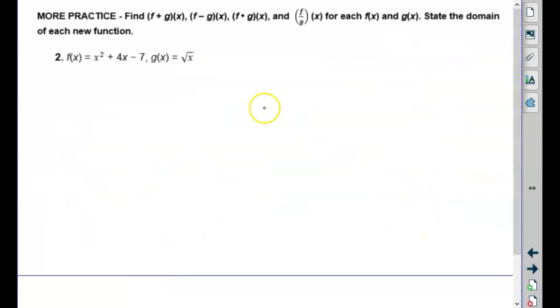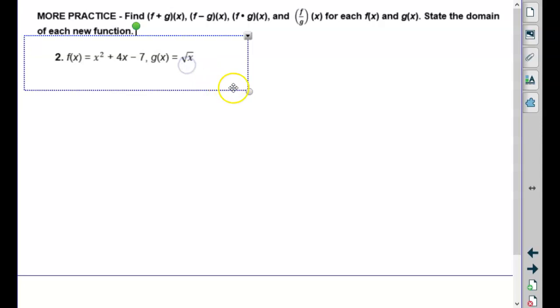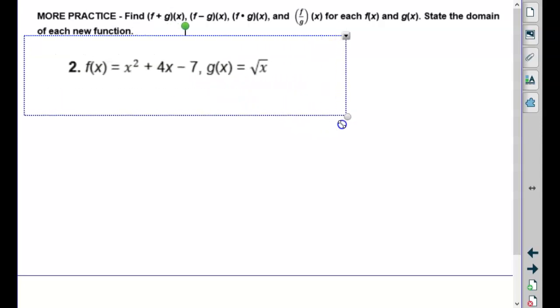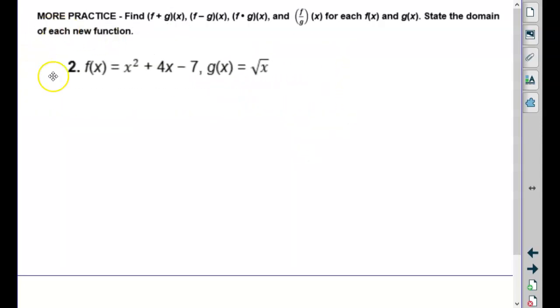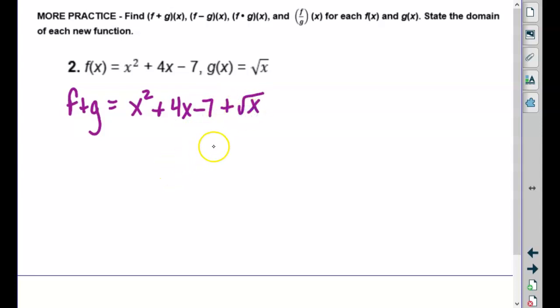All right, number 2. Can I get any of you to help me out here? What would it look like if we just added those? It's not going to be anything exciting. It's just going to say what? Plus 4x minus 7 plus a square root of x.